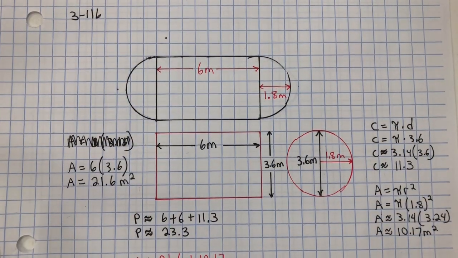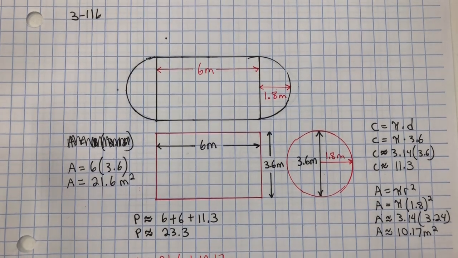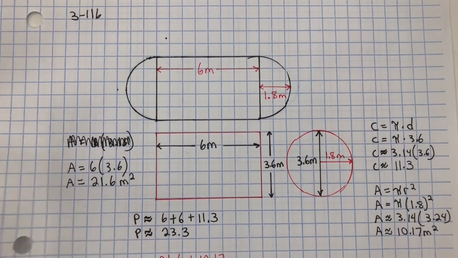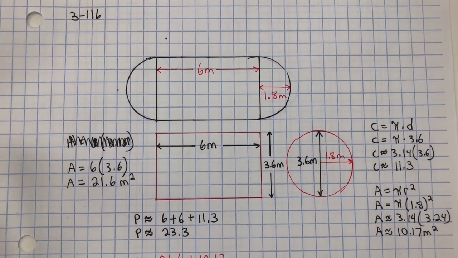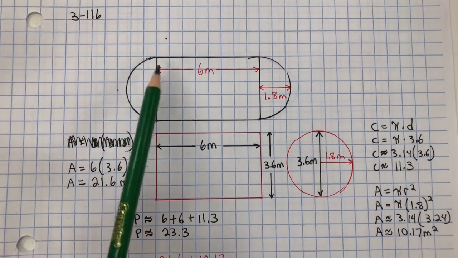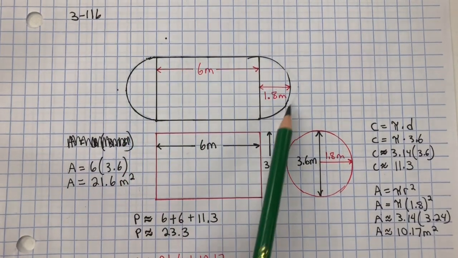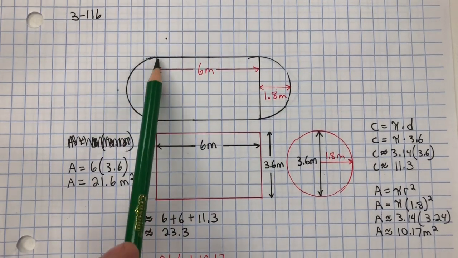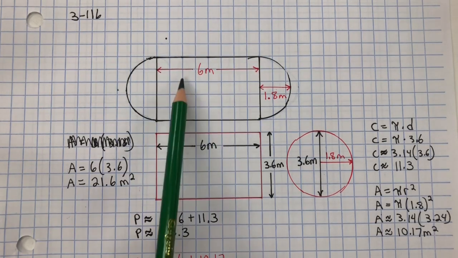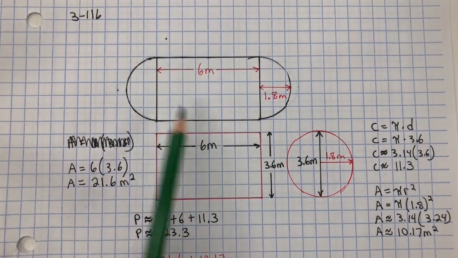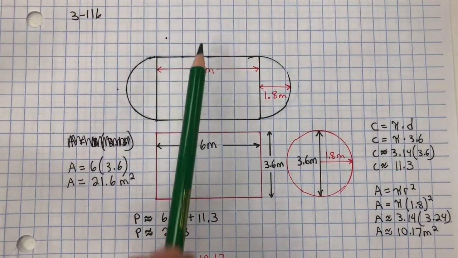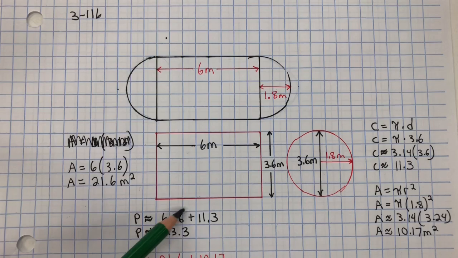In problem 316, you need to find the area and the perimeter of the shape. This problem's not difficult to do. There's just a lot that needs to be done to solve it. First, we'll start with the perimeter. Remember, the perimeter is the distance around the outside. It's easy to find the length of the 2 sides because that's given, 6 and 6. So the length of this part and this part is 6 and 6, which I have right here.